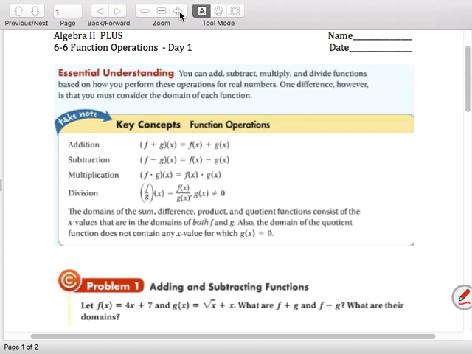The essential understanding for 6-6 day 1. You can add, subtract, multiply, and divide functions based on how you perform these operations for real numbers. One difference, however, is you must consider the domain of each function. So I want you to circle the word domain, and we're going to draw an arrow. Who can tell us what's the definition of domain?